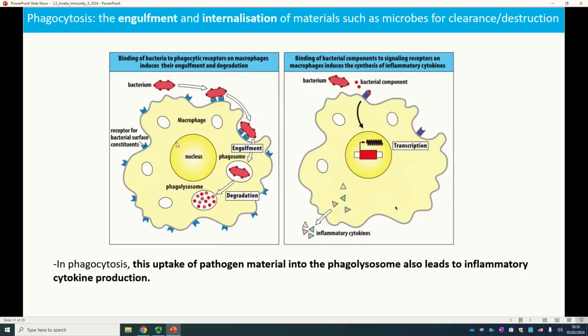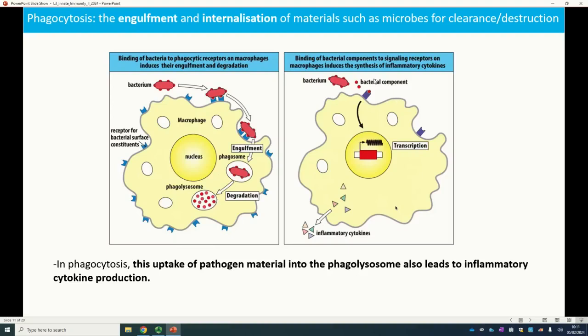Now, when it comes to phagocytosis, as I mentioned, the key outcome is that we want to clear that pathogen and also remove it and destroy it. And this is a diagram that we looked at in the last lecture. So you can see here the bacterium being bound by the PRRs. We're getting engulfment, and then we're getting the formation of the phagolysosome and degradation. So that's one key route.